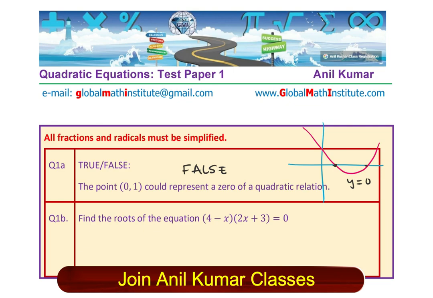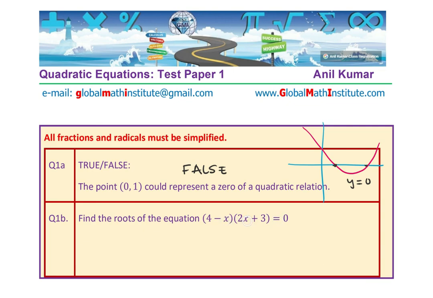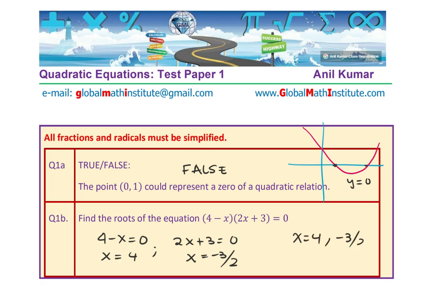Clear? Second, find the roots of this equation means both these factors should be 0, right? So 4 minus x equals 0 means x is equal to 4, one root. The other one, 2x plus 3 equals 0 means x equals minus 3 by 2, right? So those are the two roots of this equation. One is x equals 4, the other one is minus 3 by 2.